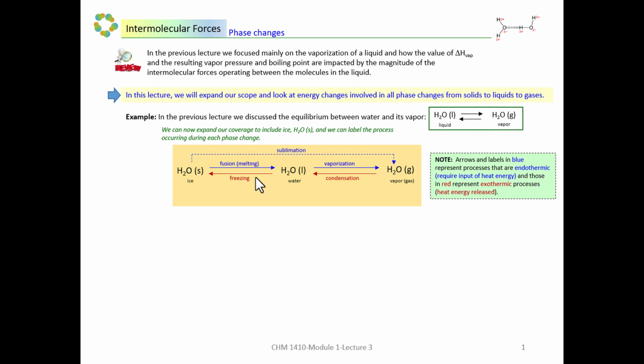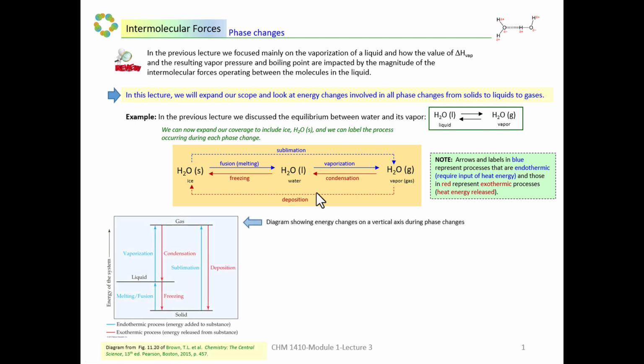We can also shortchange this process by going directly from a solid to a gas. That would be called sublimation, and of course would require an input of energy. And we could go directly from the gas to the solid. That would be called deposition or vapor deposition. And of course that would be an exothermic process because it would entail release of energy to the surroundings.